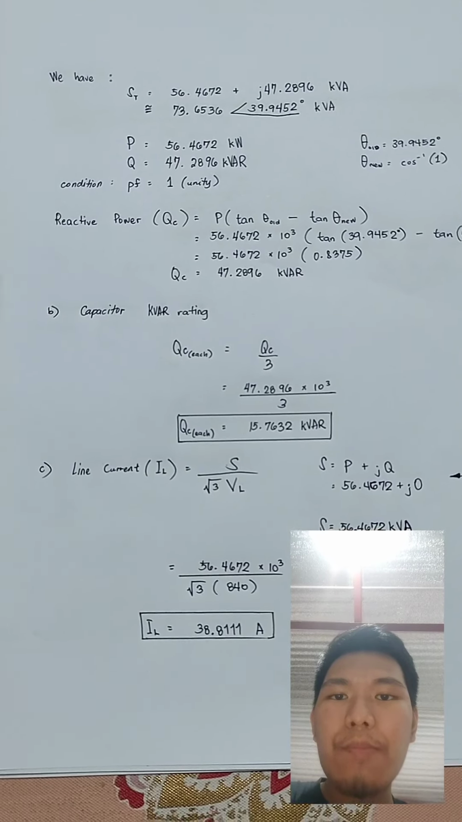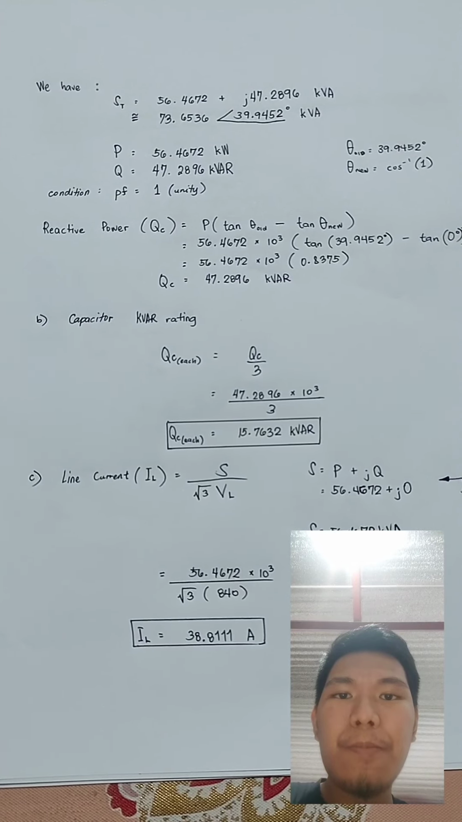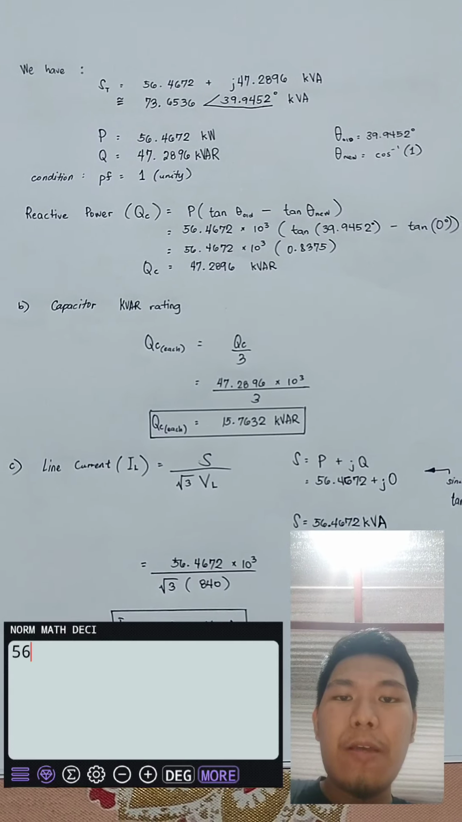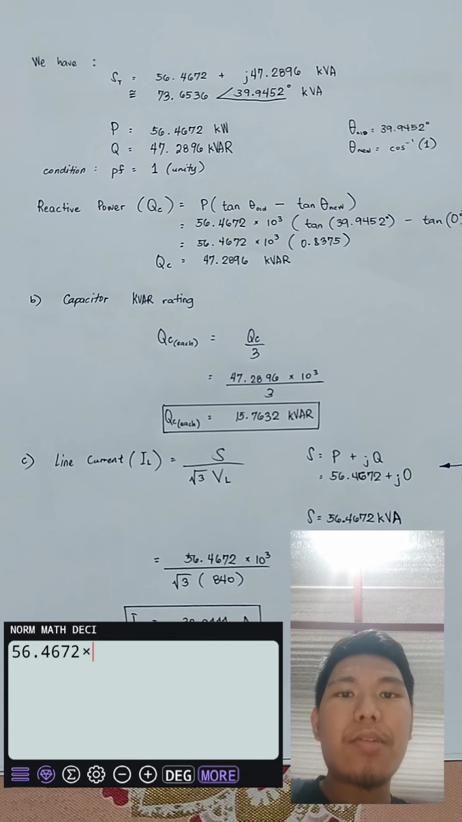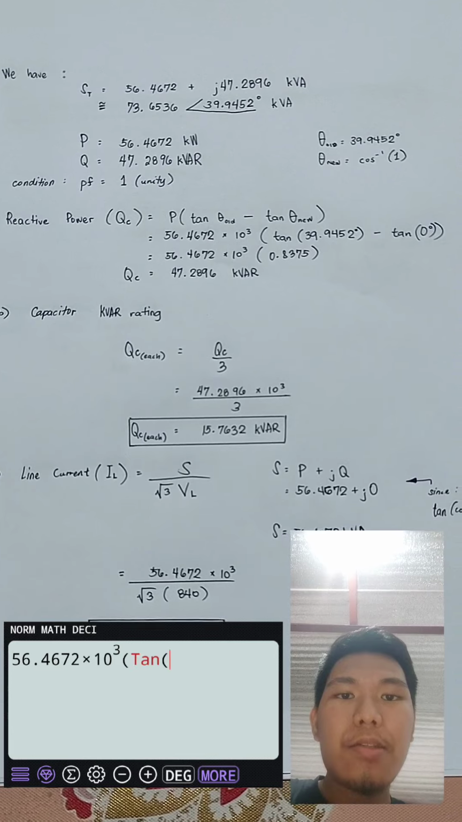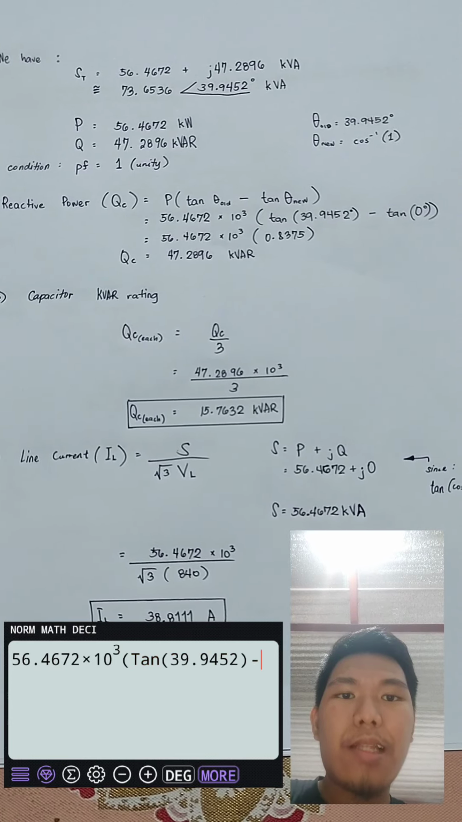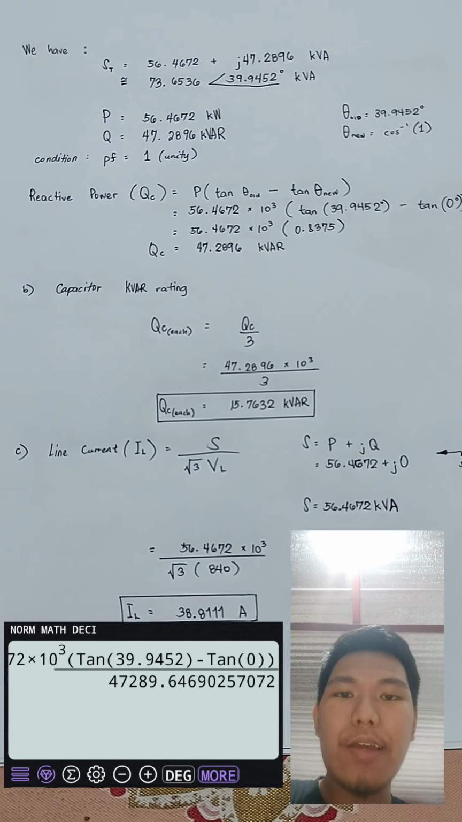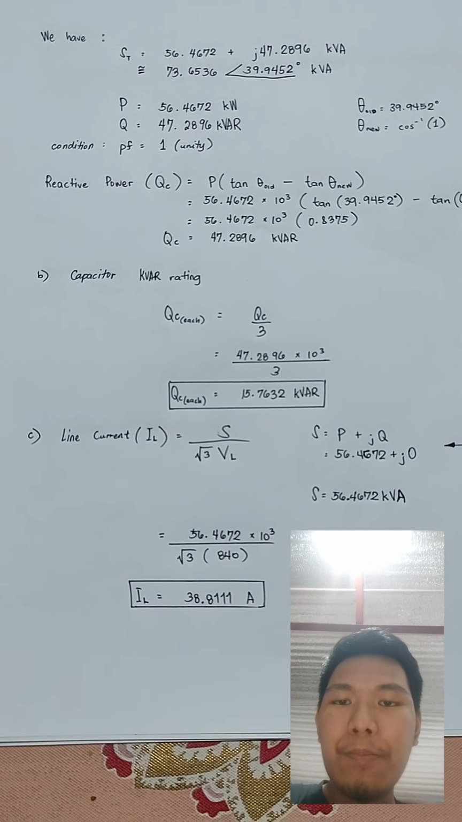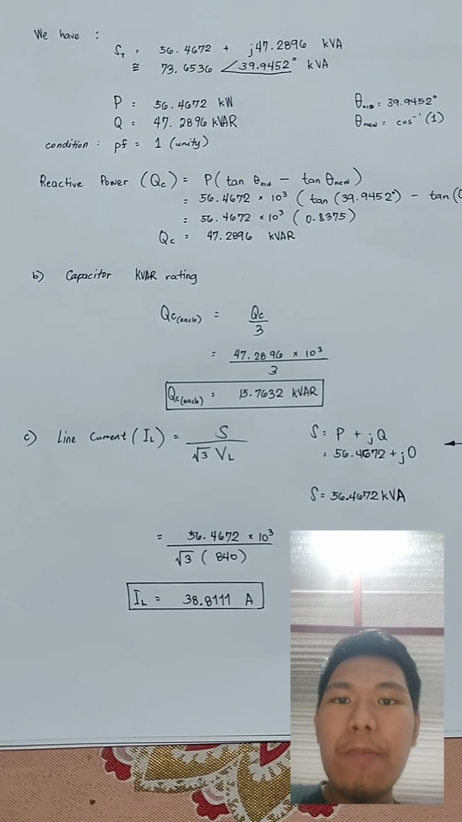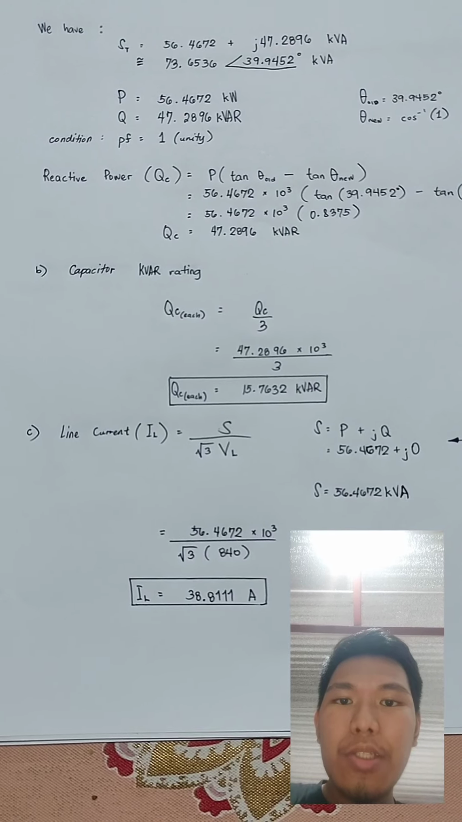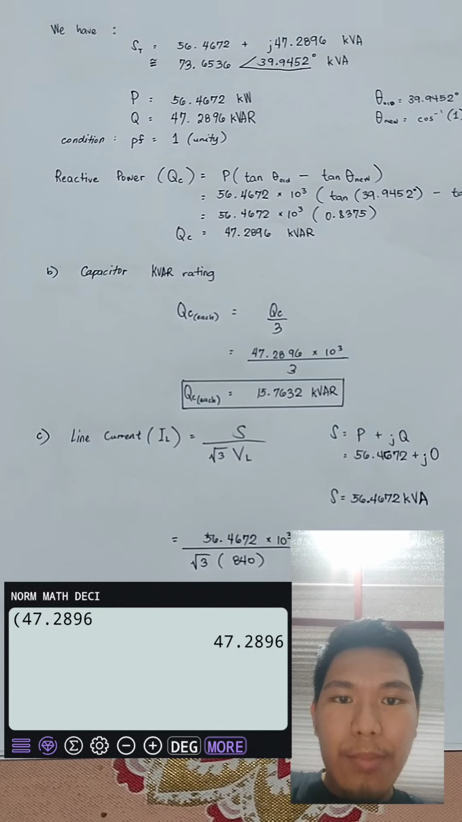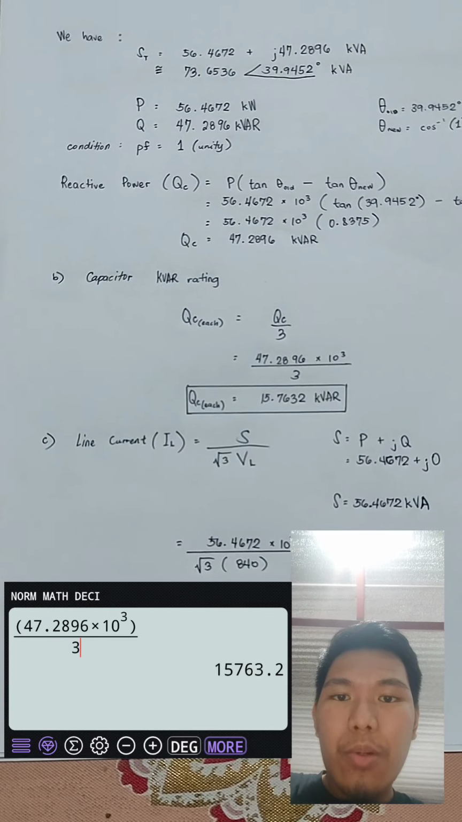Reactive power for the capacitance QC equals P times the quantity tan theta old minus tan theta new. 56.4672 times 10 raised to 3 times tan 39.9452 minus tan 0 degrees. It is equal to QC equals 47.2896 kVAR. For our capacitor kVAR rating, we have to divide it by 3 to get each capacitor rating. QC equals QC over 3 equals 47.2896 times 10 raised to 3 over 3.